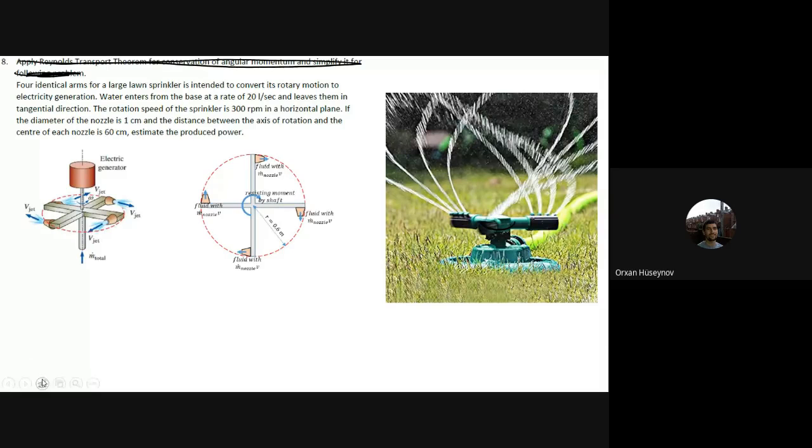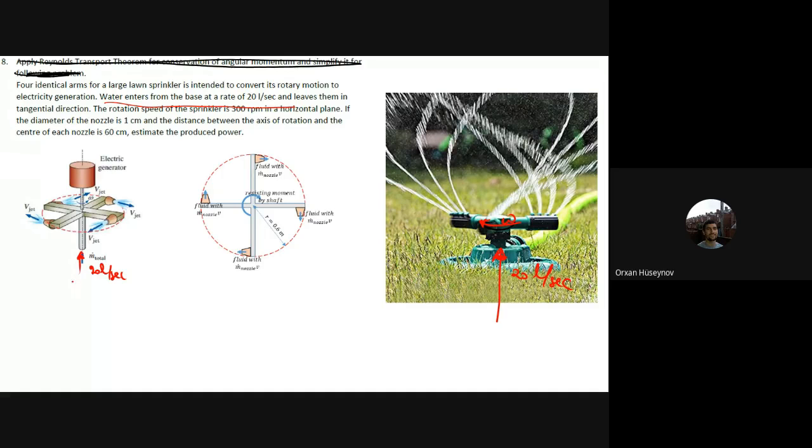During that rotation, it rotates with some speed omega, and the idea is that I can convert this rotation into electricity. What I will do is place an electricity generator on top of it, and I can convert its rotational energy into electricity. The values are given as: water enters from the base at 20 liters per second. So this is the base, and water goes in at 20 liters per second.